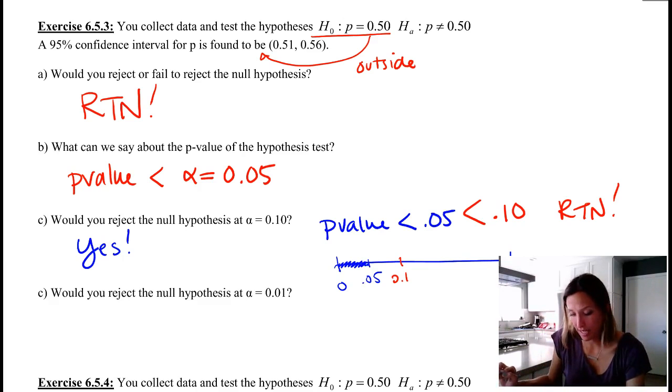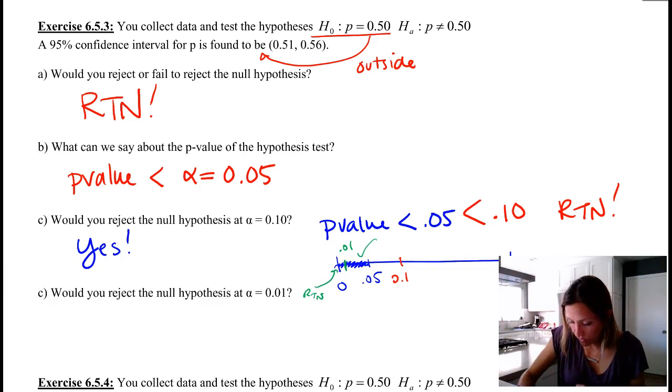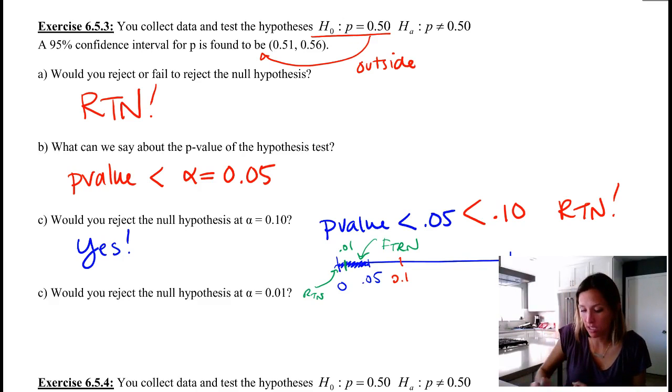Now, would you reject at an alpha of 0.01? Here's where this gets a little bit funky. We know our p-value is less than 0.05, but we really don't know how it compares to 0.01. 0.01 is somewhere here in the range of possible p-values. So if we're here, we would reject the null. But if we're in this section, we'd fail to reject the null. So we really can't say whether or not we'd reject the null. We would need more information to do this. So I'm just going to say, I don't know.